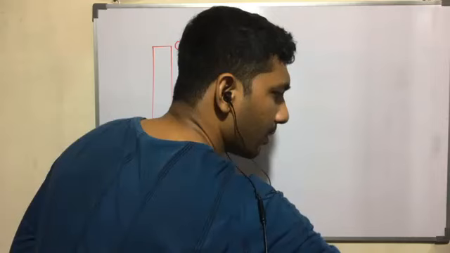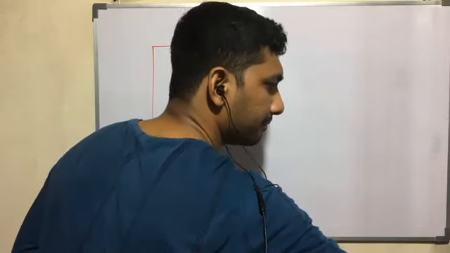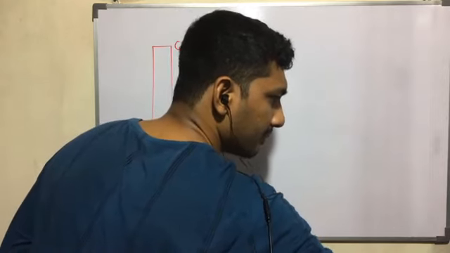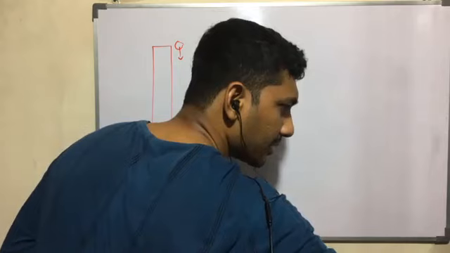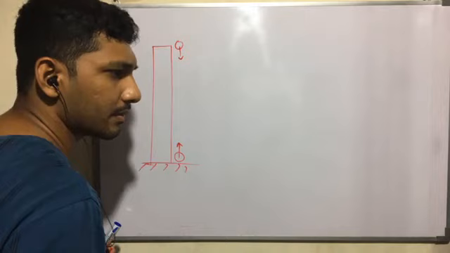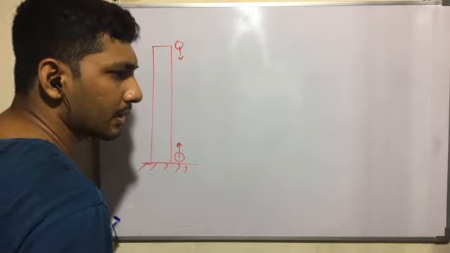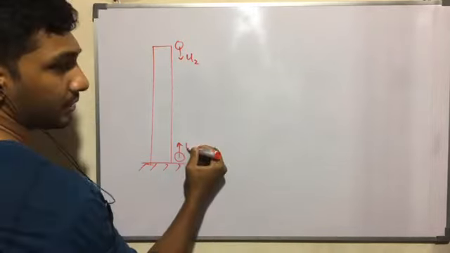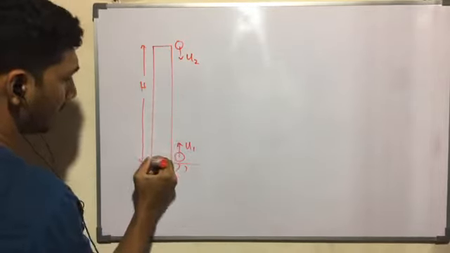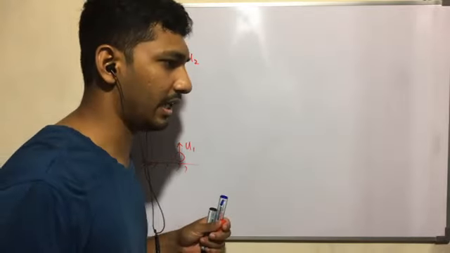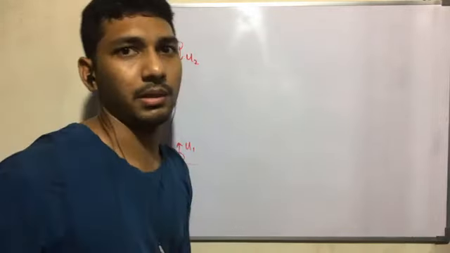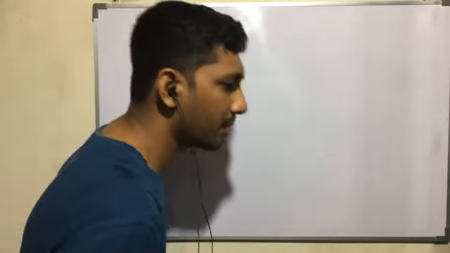One is thrown downwards with u2, and this is thrown upwards with a velocity of u1. The height of the building is h. It's a past paper question, but you will not see it anywhere because it's not printed in past papers.